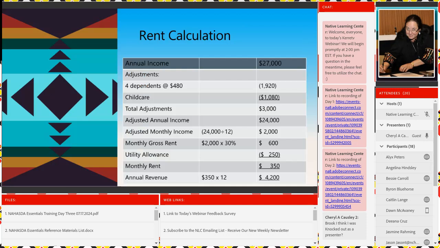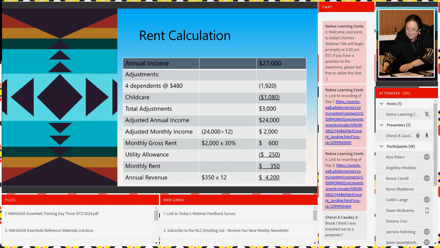Right now, we're going to look at an annual income of $27,000. Okay, that's not a lot of money, but we're low income people. They have 4 dependents. It's that $480 dependent deduction. They have child care cost of $1,080. So their total adjustments for that family is $3,000. Their adjusted annual income is now $24,000.